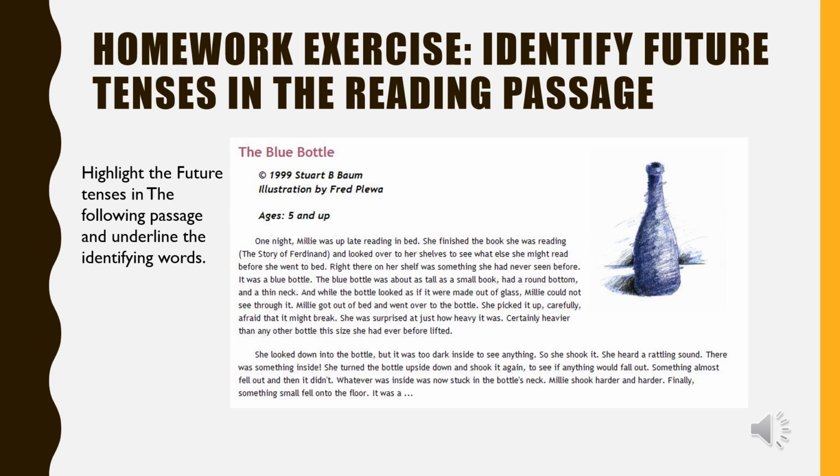She looked down into the bottle, but it was too dark to see anything. So she shook it. She heard a rattling sound. There was something inside. She turned the bottle upside down and shook it again, to see if anything would fall out. Something almost fell out, and then it didn't. Whatever was inside was now stuck in the bottle's neck. Millie shook harder and harder. Finally, something small fell onto the floor. It was... we don't know.